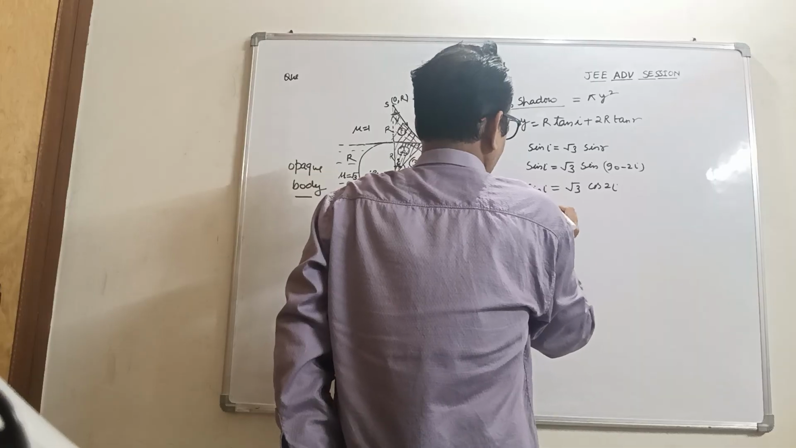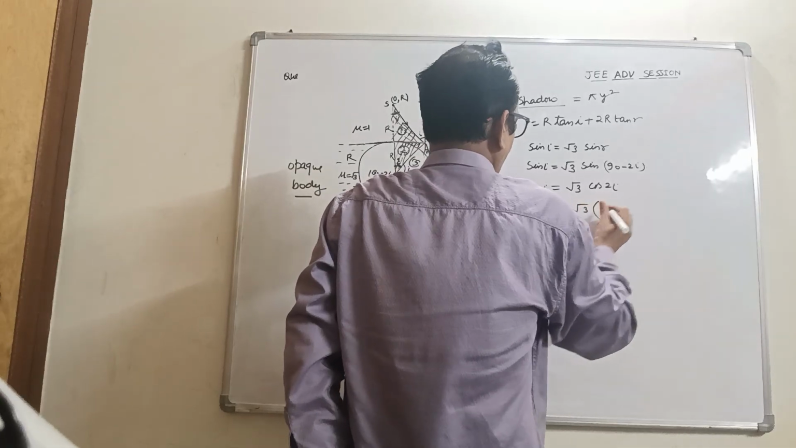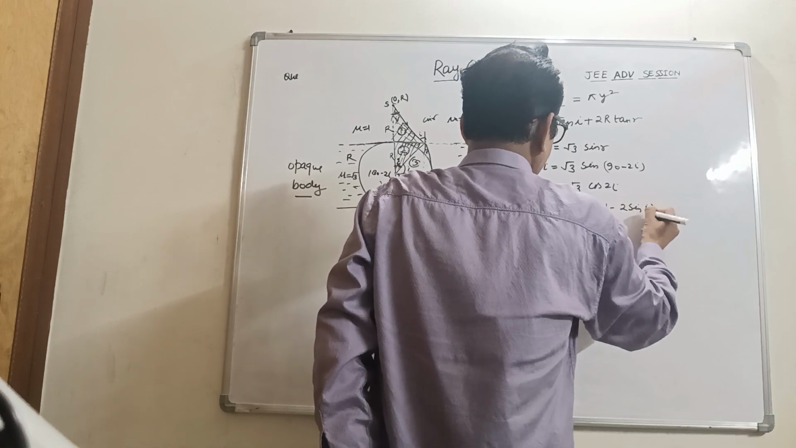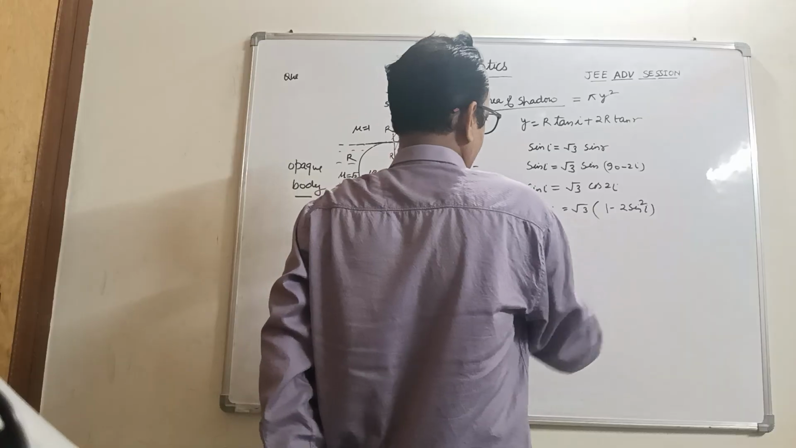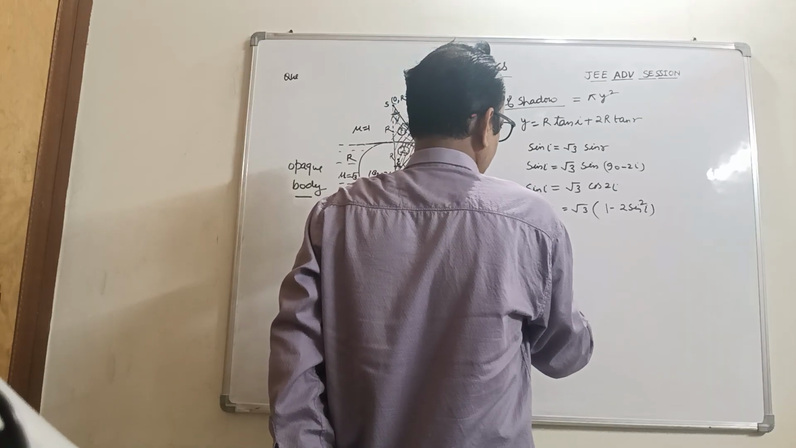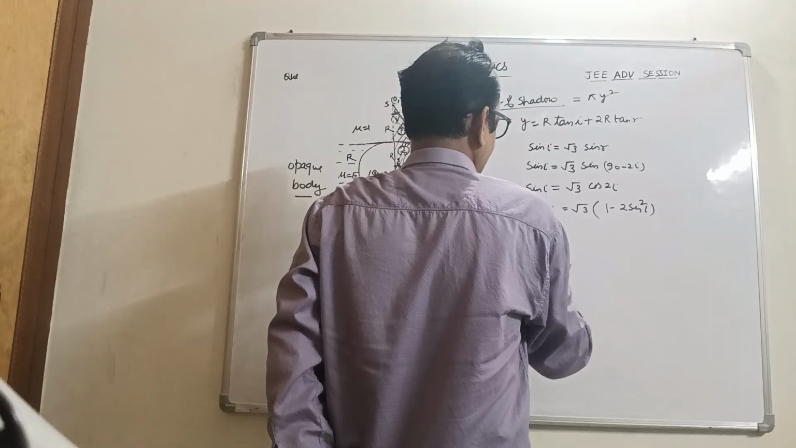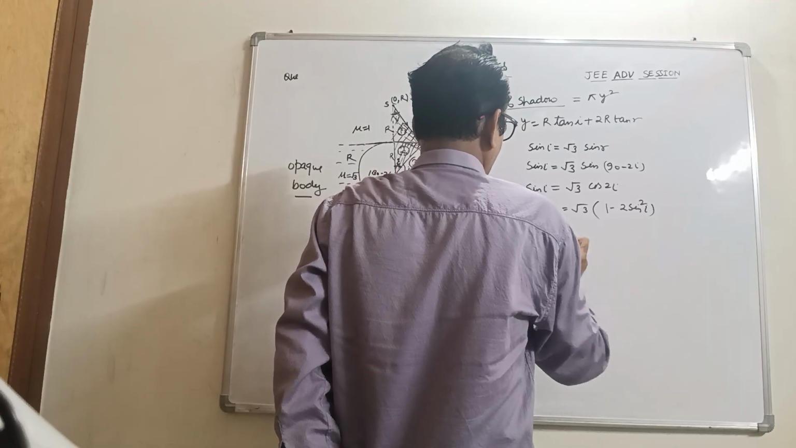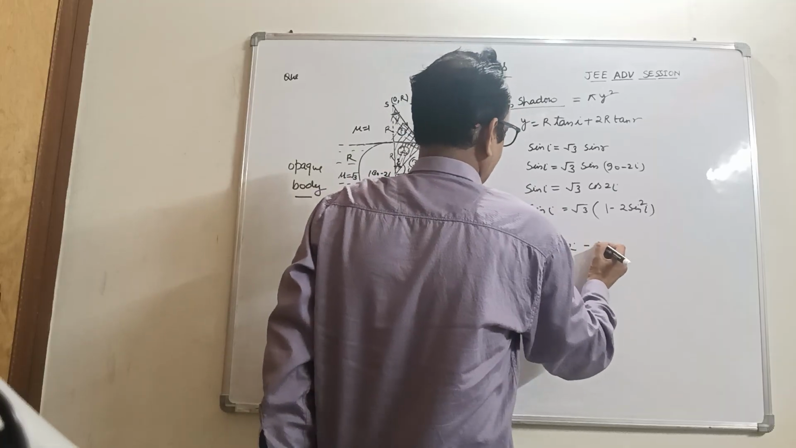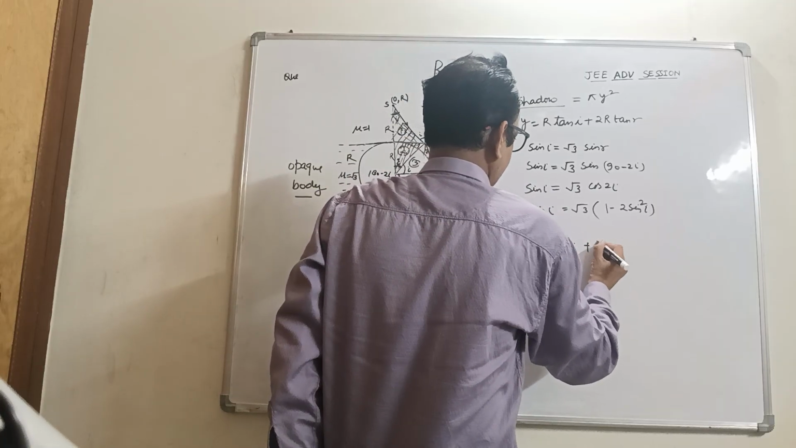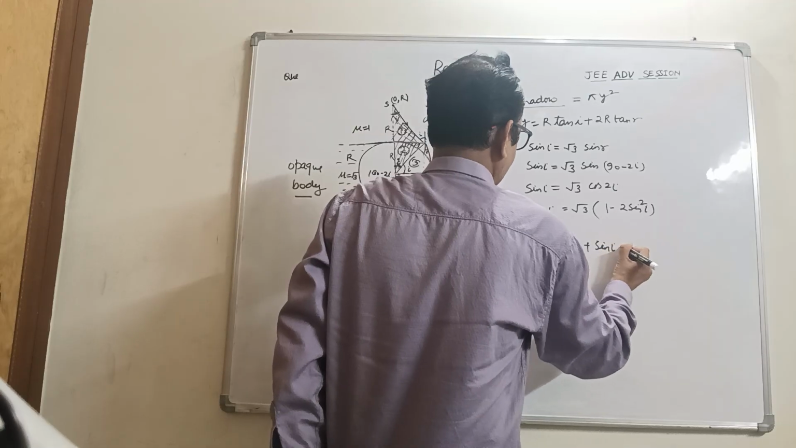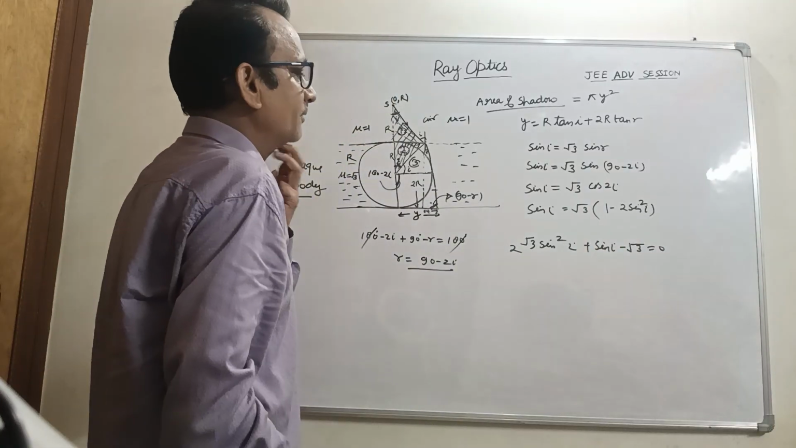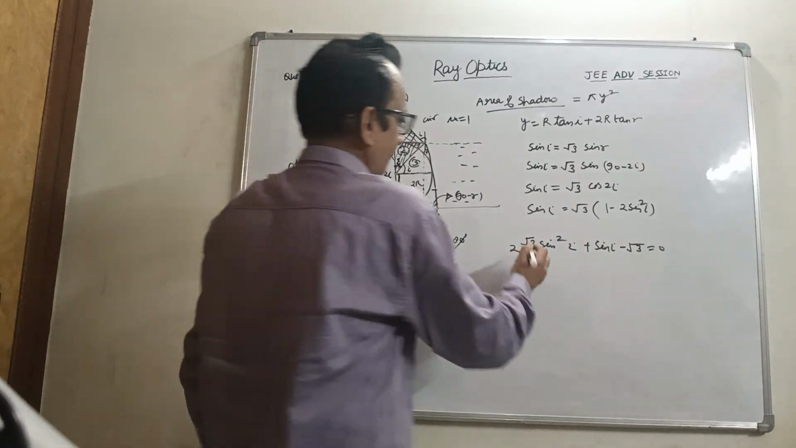So sin i equals root 3 times cos 2i, which is 1 minus 2 sin square i. So this would be 2 root 3 sin square i plus sin i minus root 3 equals 0. It is the quadratic ax square plus bx plus c, so we have to find the root here.